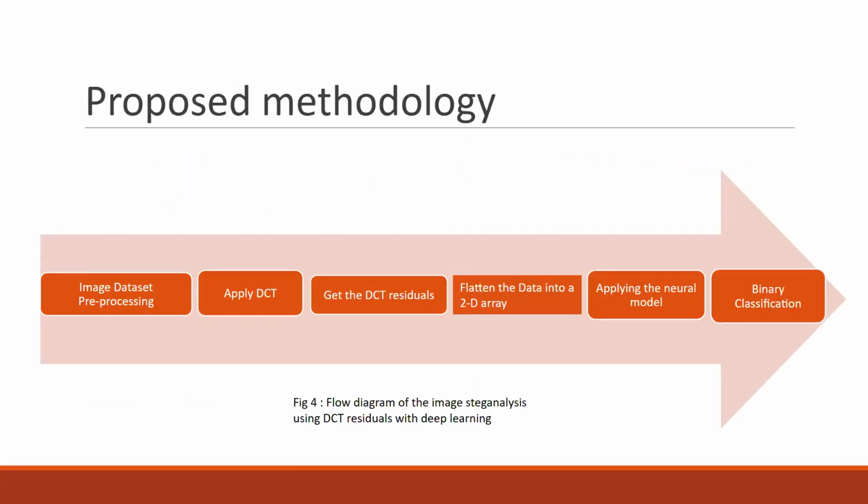So this is a proposed methodology. First step is the image dataset pre-processing, and then we apply DCT to those images, and then we get the DCT residuals by subtracting from the original image, and then we just flatten the data into a 2D NumPy array. We then design two separate neural network models. One is a 5-layer one, and the other one is a 3-layer one, for images which have two separate information densities. And the last step is the binary classification.